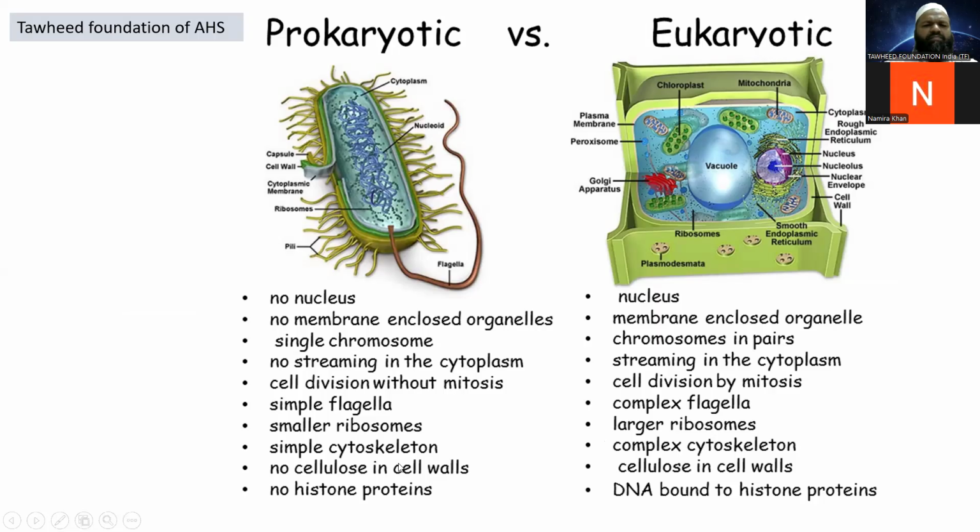No cellulose in cell wall. For prokaryotic cells, most have a cell wall made of peptidoglycan, which is absent in archaea. For eukaryotic cells, plant and fungal cells have cell walls made of cellulose and chitin, respectively. Animal cells lack a cell wall. No histone protein. For prokaryotic cells, DNA is not associated with histone proteins, whereas in eukaryotic cells, DNA is wrapped around histone proteins, which help in organizing and regulating gene expression.